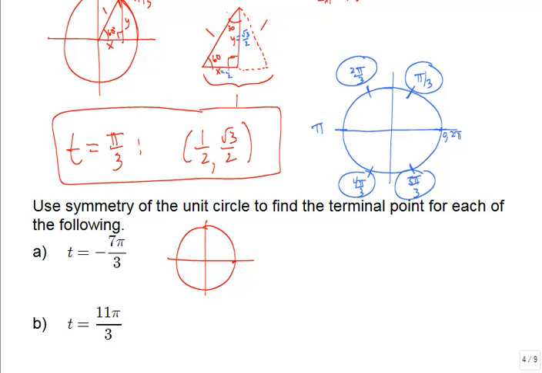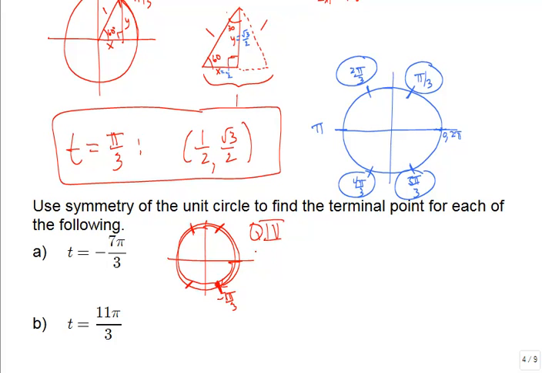Starting here and going clockwise, here would be negative pi over 3, negative 2 pi over 3, negative 4, negative 5, negative 6, and then negative 7 would get me right back to this position. So we're going all the way around once, and then we're going a little bit further and stopping right here. Which quadrant did we stop in? We stopped in quadrant 4.